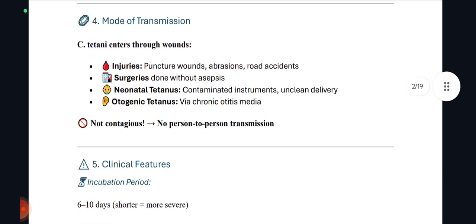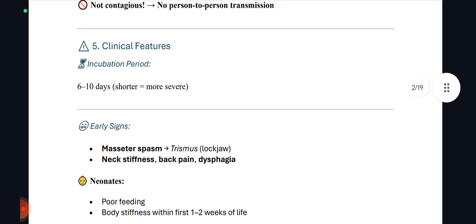Now the mode of transmission. Clostridium tetani enters through wounds. Injuries like puncture wounds, abrasions, road accidents, surgeries done without asepsis, neonatal tetanus, which is caused by contaminated instruments and unclean delivery, or otogenic tetanus via chronic otitis media. All these are the routes by which the bacteria can get entry into the body. And tetanus is not contagious. There is no person-to-person transmission of this disease.